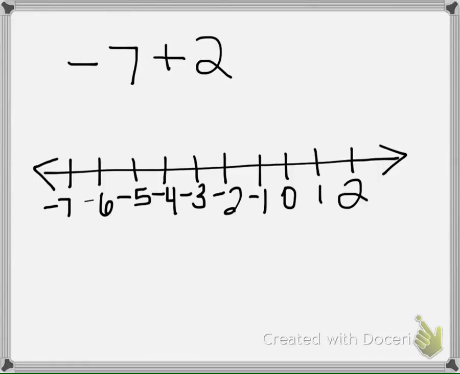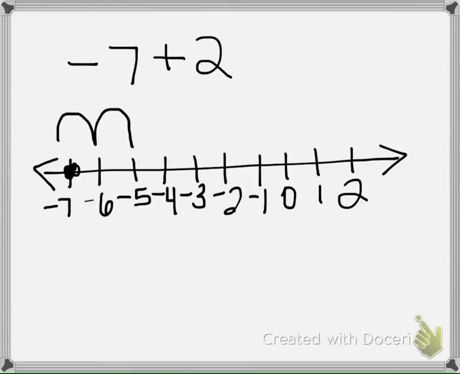Let's start at the -7. This is where we're going to start. You're just going to go plus 2, and you land at -5. Now that's a very simple concept, but I just want you to see -7 plus 2 on the number line.